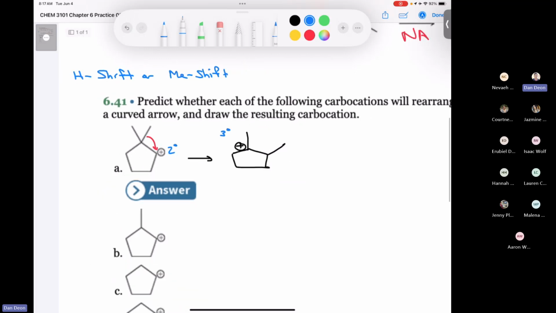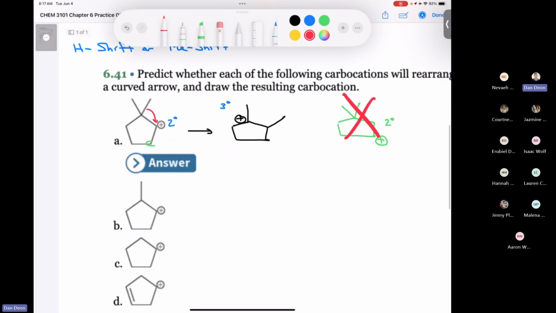You might be tempted to say, well, what about this neighbor, the neighbor in green? What if I moved this proton over like that? Well, if you did that, what you'd end up with in that case would be this, where you'd have the positive charge here. So you'd go from a secondary to a secondary. So there's no reason for it to do that. So that is not going to happen. It doesn't give you anything any more stabilized. All right, so we get a methyl shift for the first one. So we'll put here methyl shift.